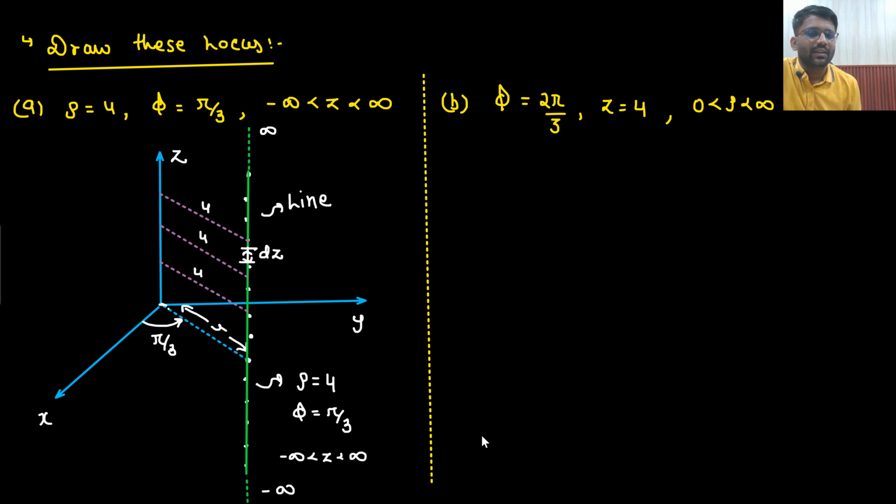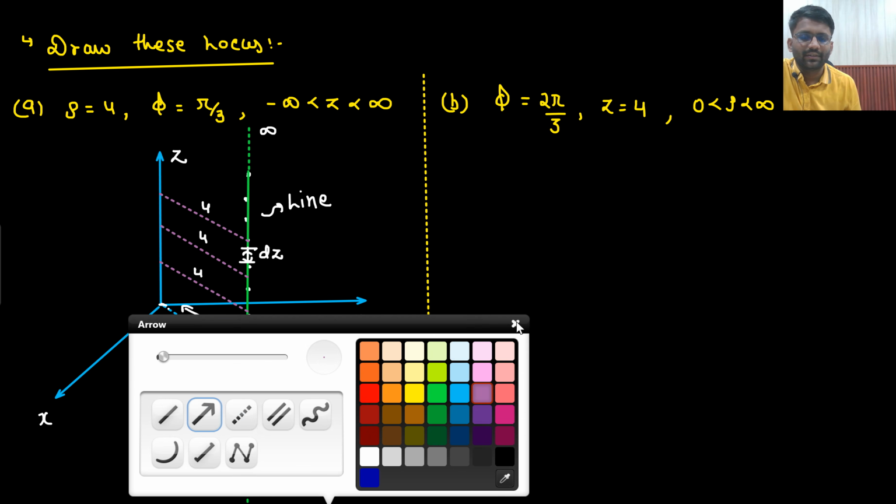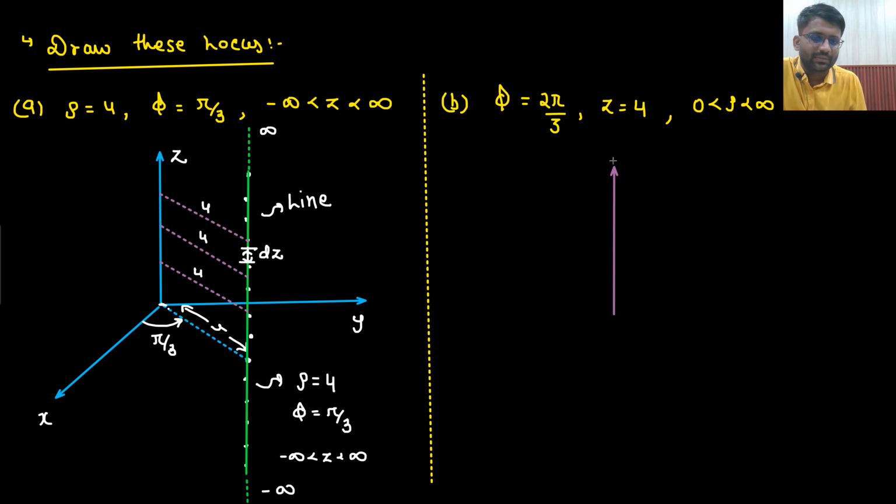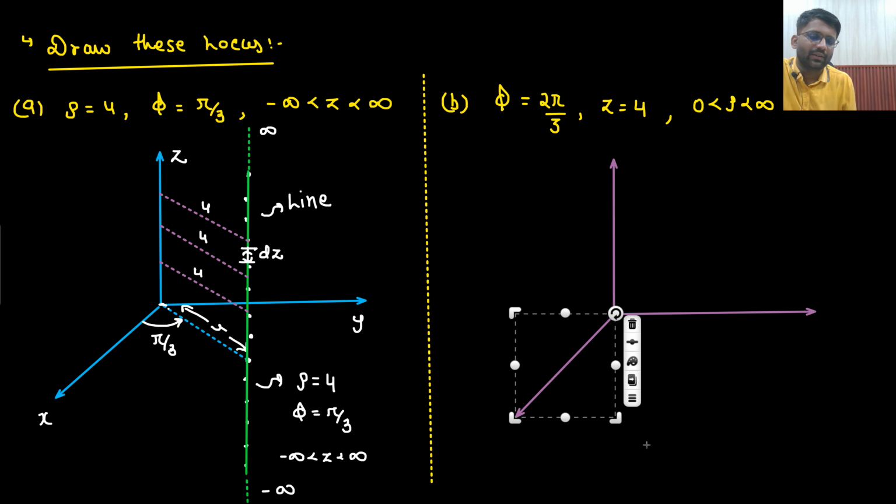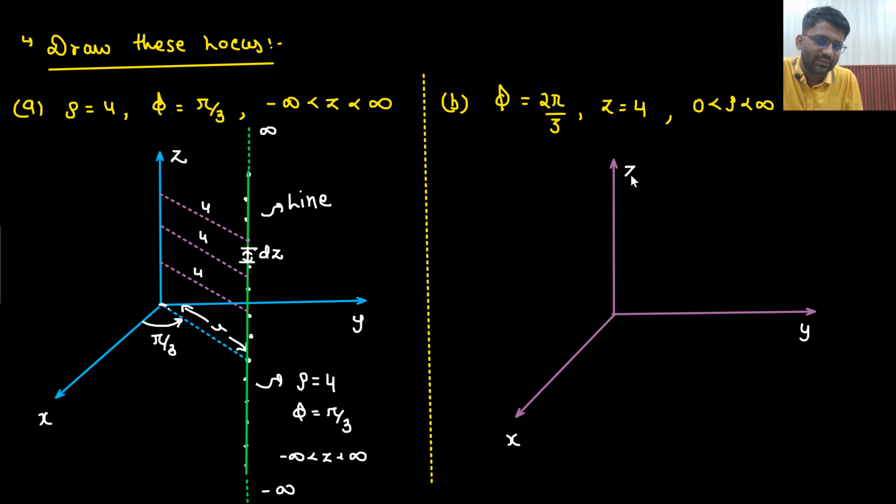Let's make the next one. Angle is fixed, which is pi by 3. Z equals 4 is also fixed, but rho is varying from 0 to infinity. So what will we get? Again, let's make the xyz coordinates. This is your x, this is your y, this is your z. Z equals 4 is fixed.